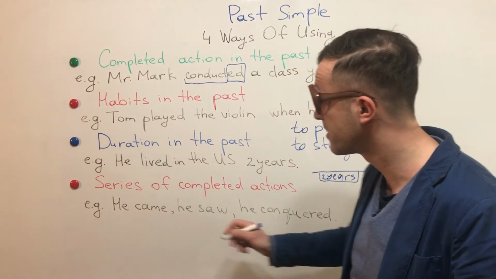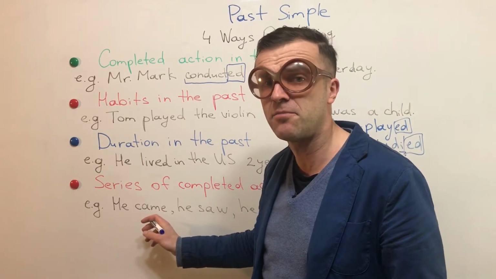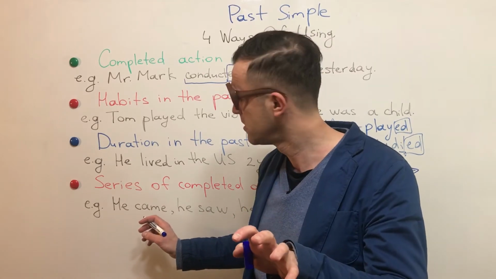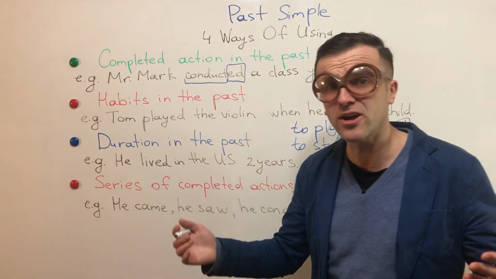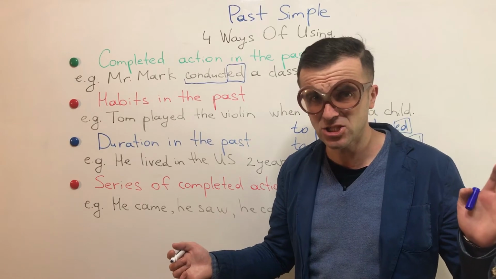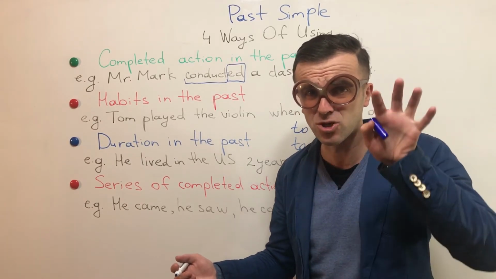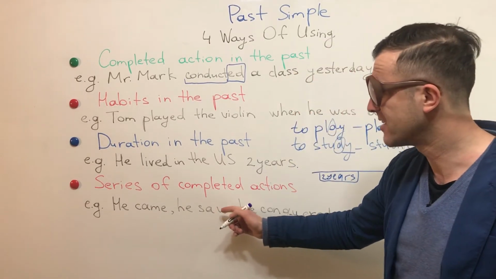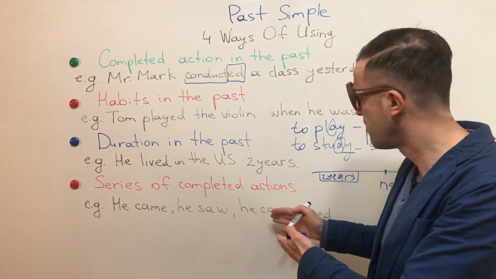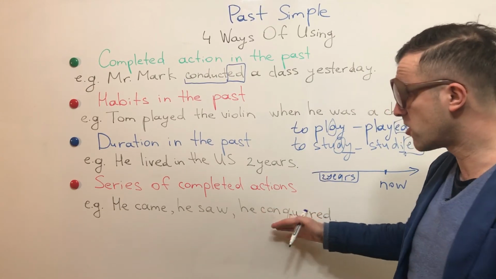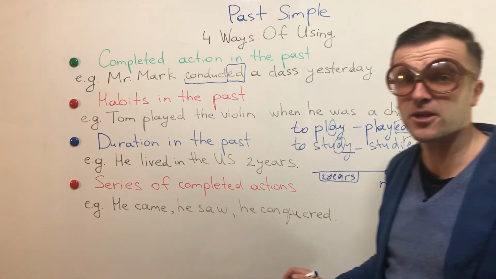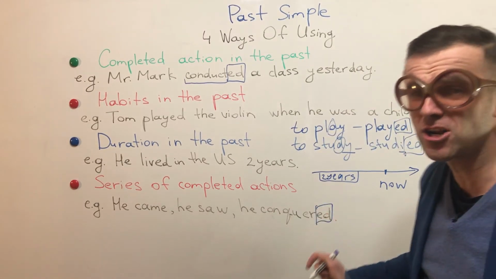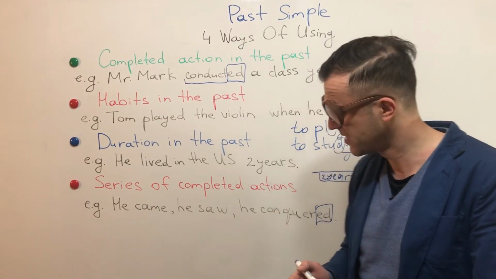Came, this is an irregular verb. He came, so we take came. He saw is also an irregular verb. See, saw, seen, so we take the second form and we write saw. But the regular verb is conquer because we have ed at the end. He conquered. All right.